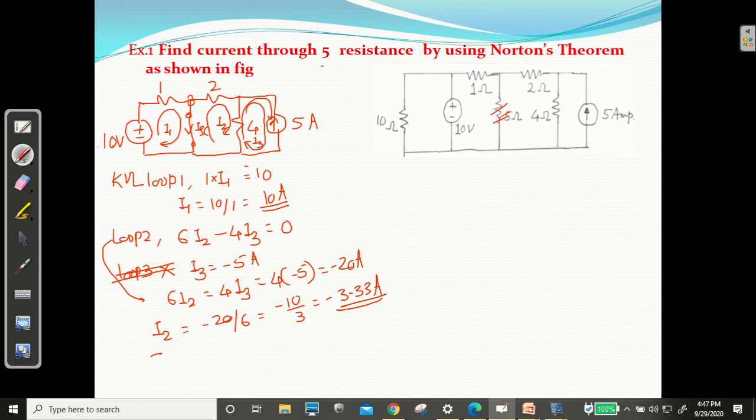Now what is the value of ISC? Just see here. ISC equal to I1 downward है और I2 upward है. So we can say I1 minus I2, right ना? ISC equal to क्या होगा यहाँ पर इस लूप में? I1 downward है और I2 upward, so I1 minus I2, so equal to I1 कितना है? I got 10 ampere, minus I2 कितना है? Minus 3.33. So I am getting 13.33 ampere, that is ISC.